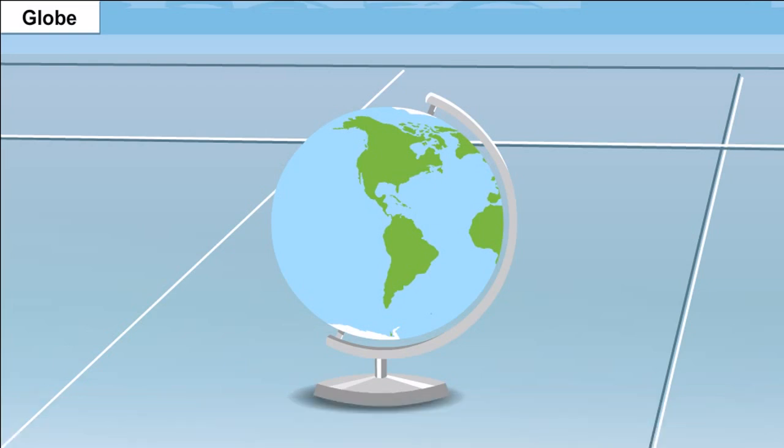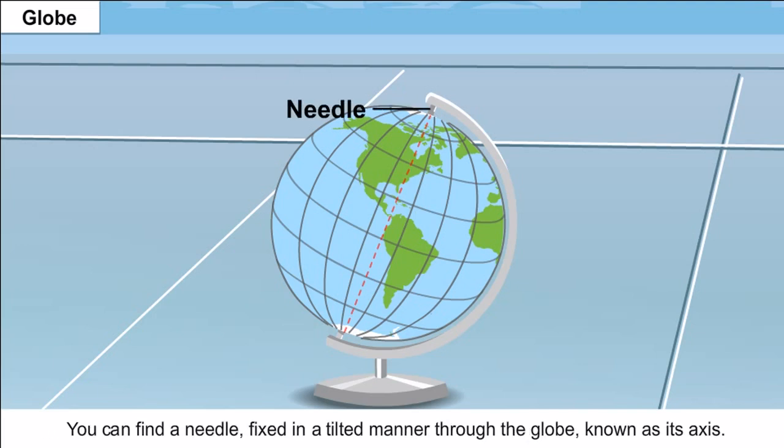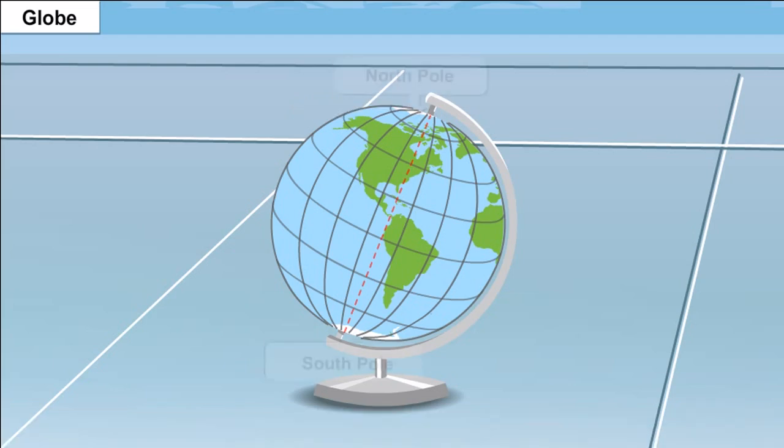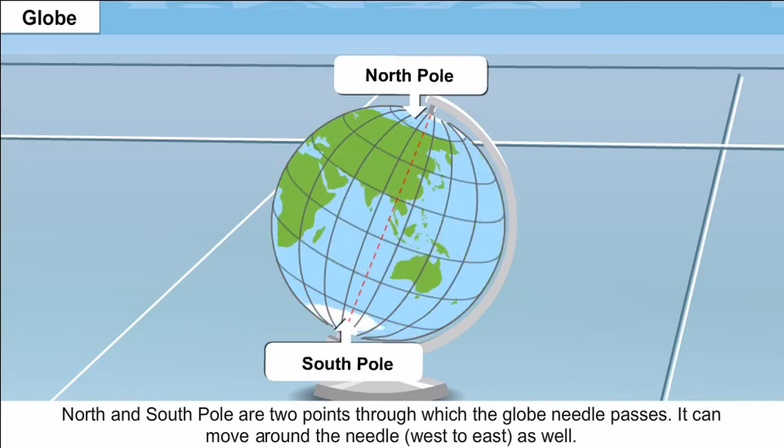To locate specific places, we use certain points of reference or lines. You can find a needle fixed in a tilted manner through the globe, known as its axis. North and South Pole are 2 points through which the globe needle passes. It can move around the needle west to east as well.